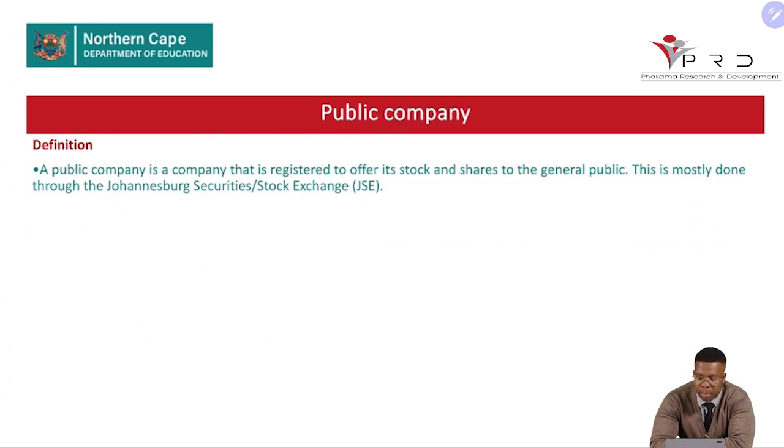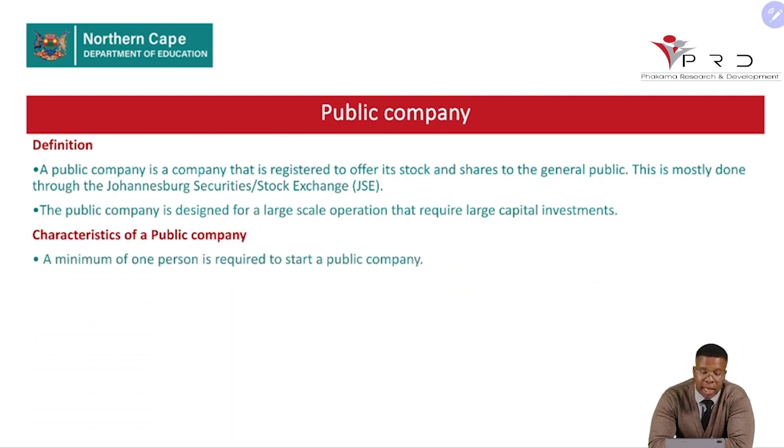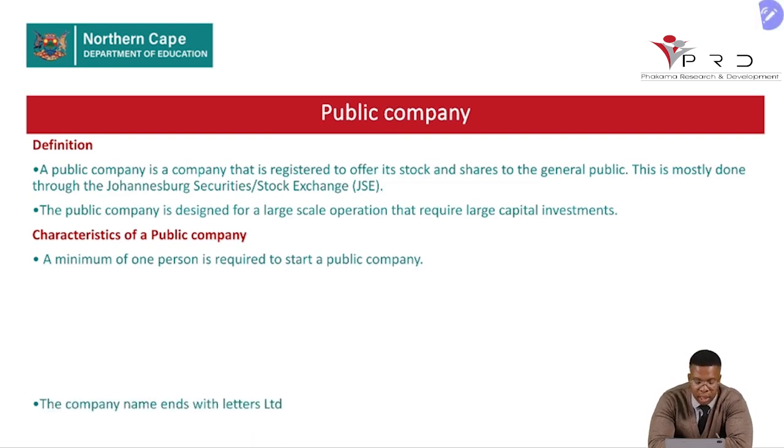A public company is now a company that is registered to offer stock and shares to the general public. This is mostly done through the Johannesburg Security or Stock Exchange, meaning the general public can buy shares for companies that we consider to be public companies. Now, the public company is designed for large-scale operations that require large capital investment. When we are looking into the characteristics, a minimum of one person is required to start a public company.